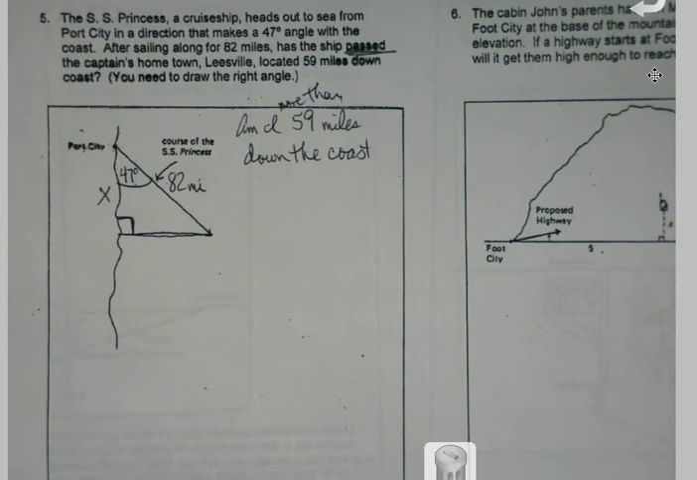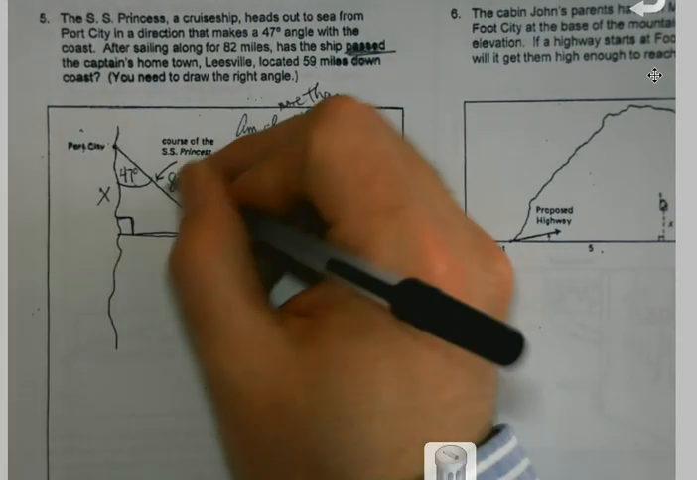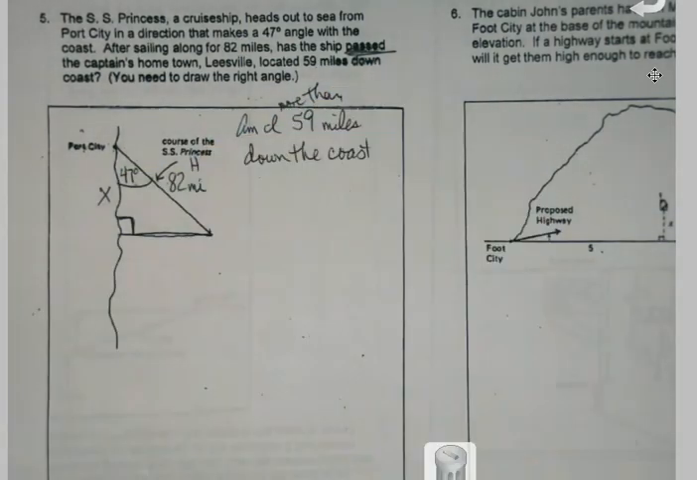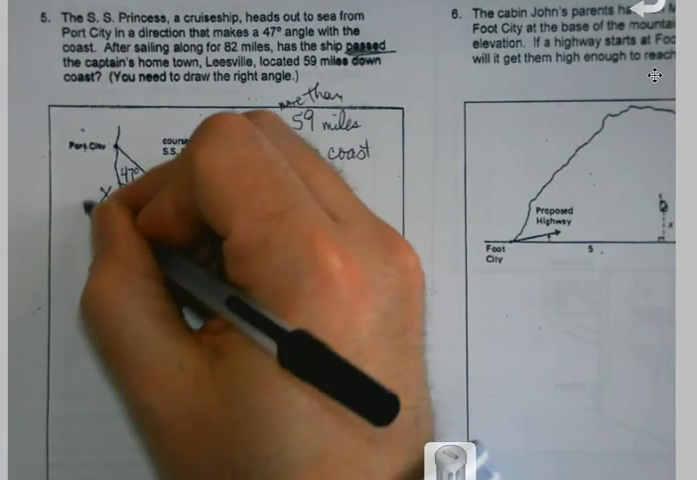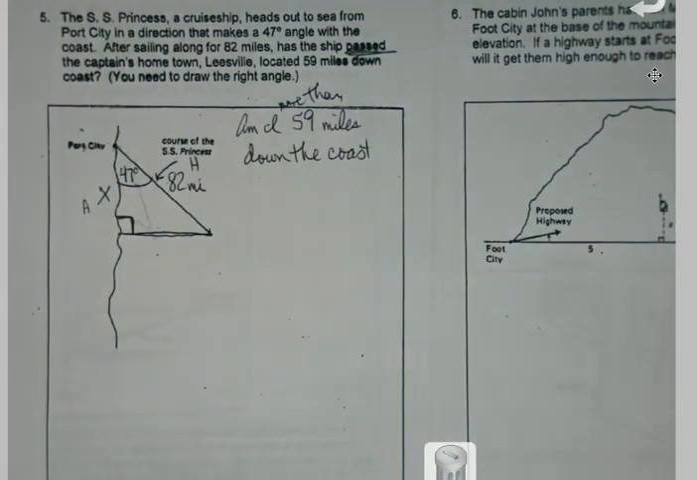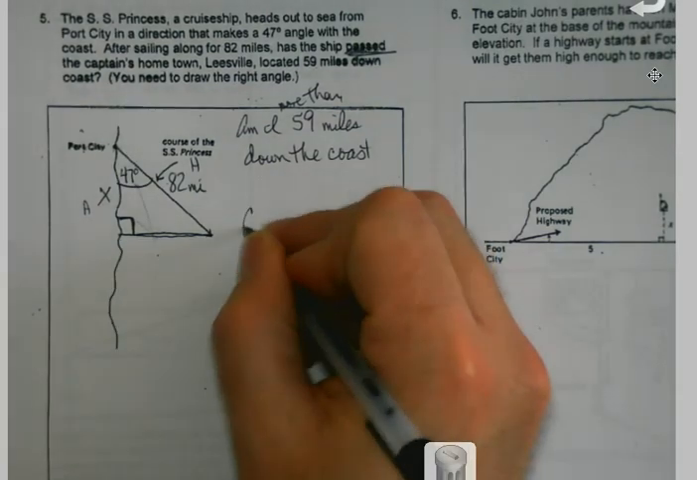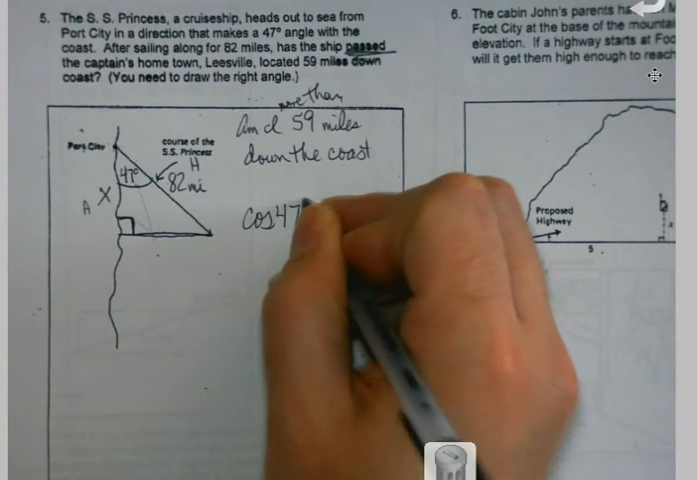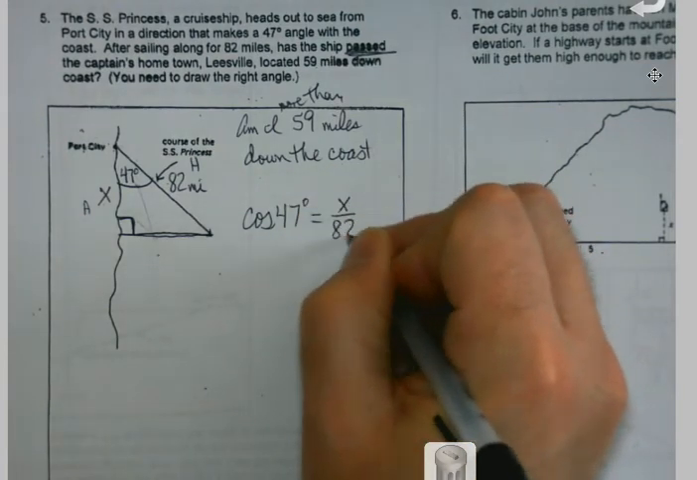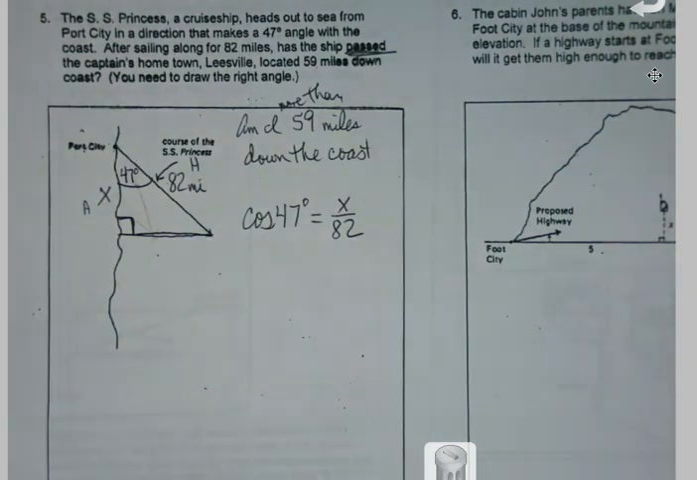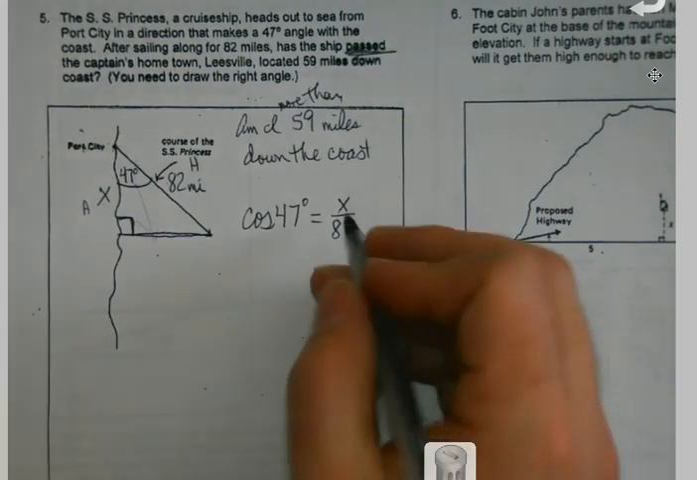So I got to figure out again what sides I've got. I got the hypotenuse, the long side here. I don't have the opposite side, so this would be my adjacent. So we're going to be using cosine, right? So the cosine of 47 equals my adjacent over my hypotenuse. So let's see here. We're going to multiply both sides by 82 to get x alone.